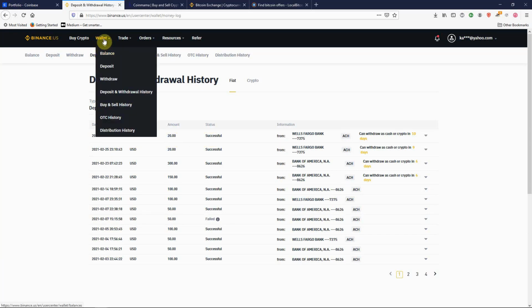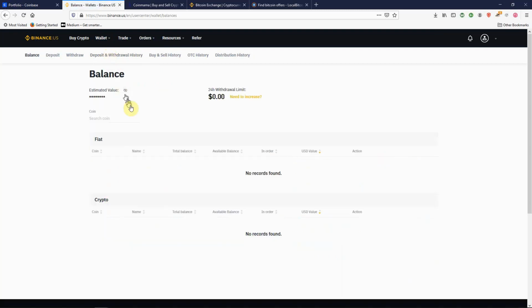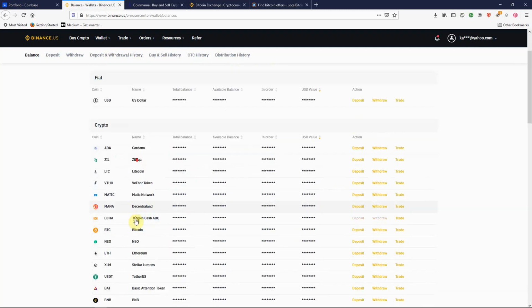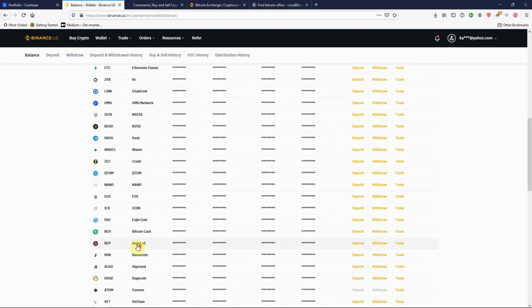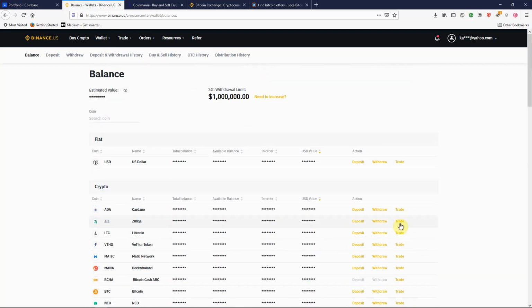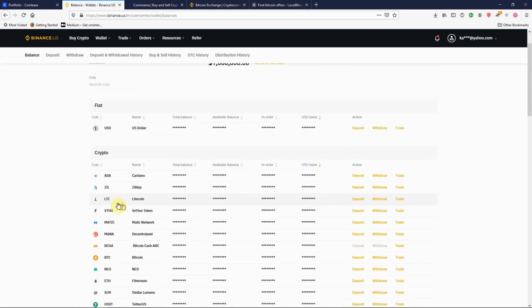Now I'm going to start buying. Go down to wallet, and then go to balance again. You're going to see all the cryptocurrency that are listed here. Whatever cryptocurrency you want to buy, you can click on trade and then buy it. All right, so let's say I want to buy some Litecoin. I'm going to go to trade, then buy some Litecoin with US dollar, USD.